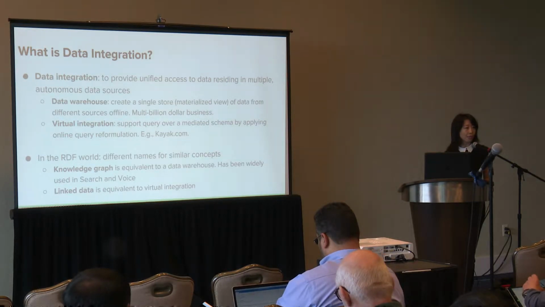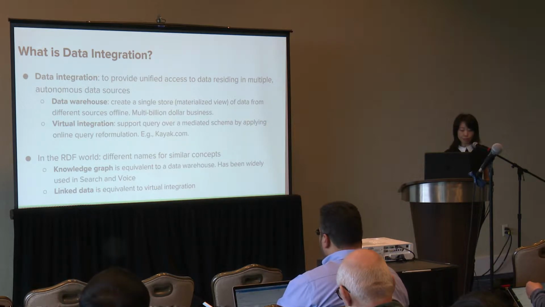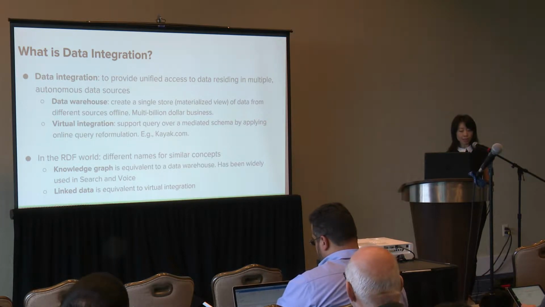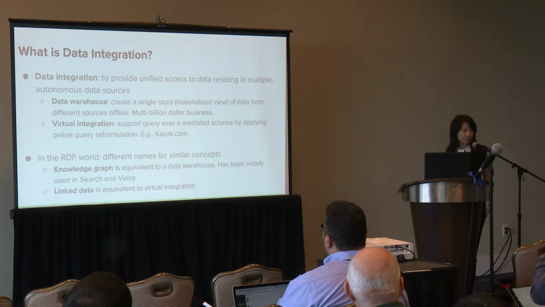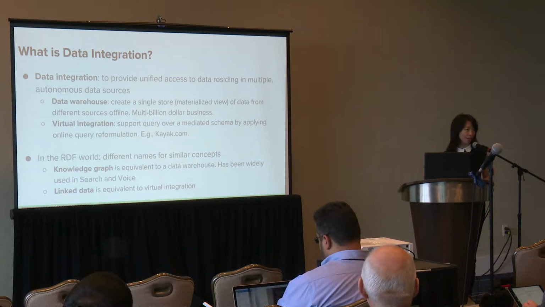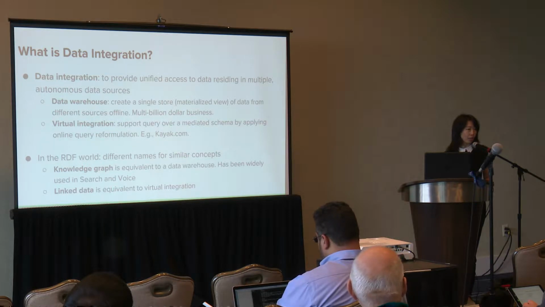So this is more about relational data so far. And when we talk about RDF data, where we have semi-structured data in the form of triples, subject, predicate, objects, then we have different terms for similar concepts. Knowledge graph kind of corresponds to data warehouse, and it has been very successful recently in Google and Bing search, in personal assistants such as Alexa. And on the other hand, linked data is similar to virtual integration, where data is residing at different knowledge bases. And this, as far as I know, is not much put into production yet.